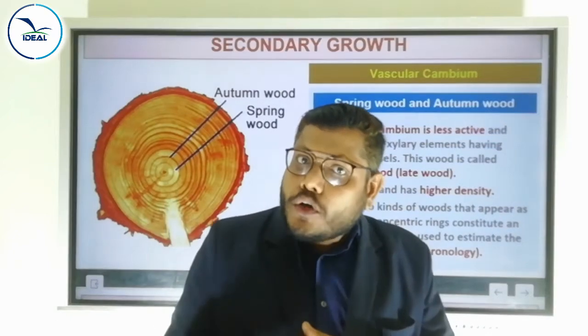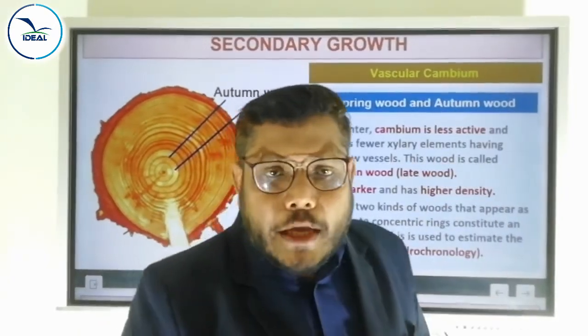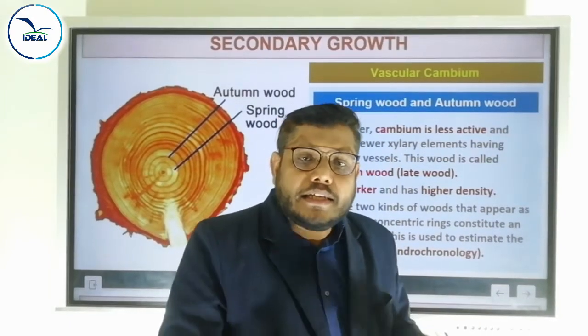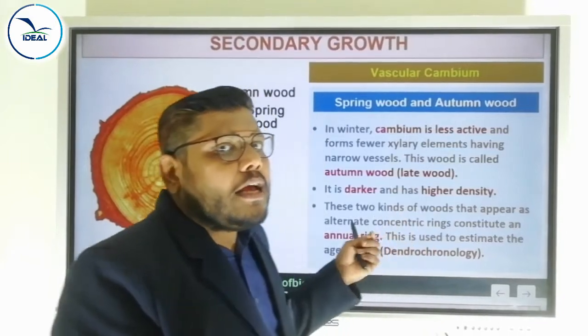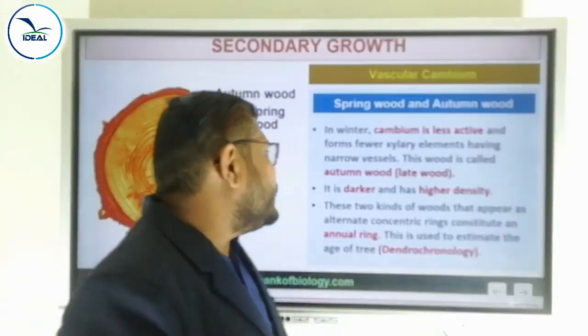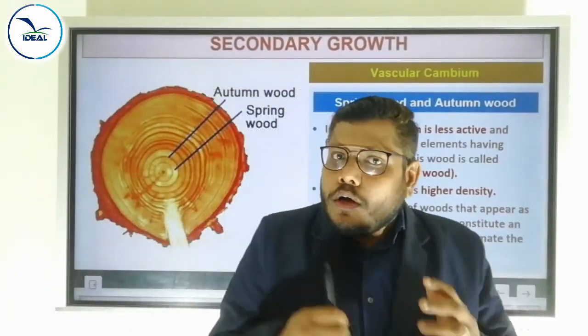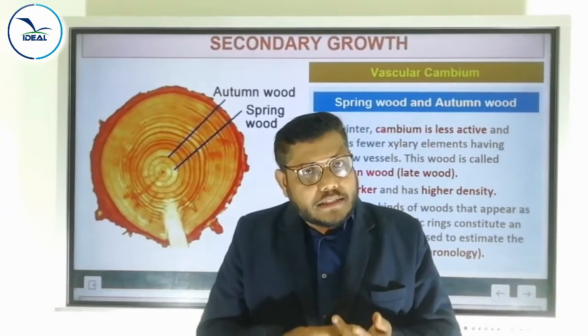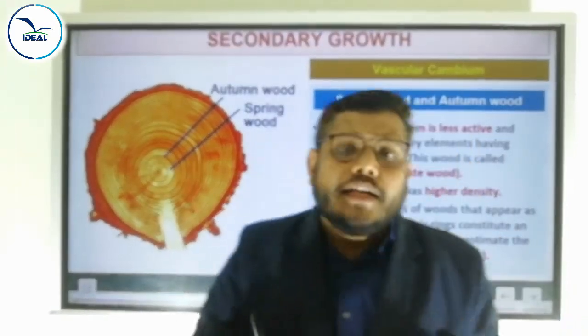Then another one is called what? Autumn wood. In winter, the cambium is much less active. That is the reason it produces very few xylem elements with narrow vessels. This type of wood is called autumn wood or late wood. Autumn wood is darker and has higher density. So spring wood is lighter with less density, and autumn wood is darker with high density.